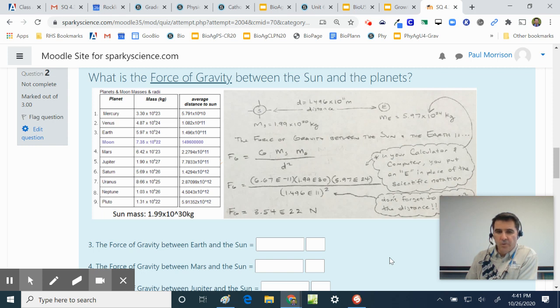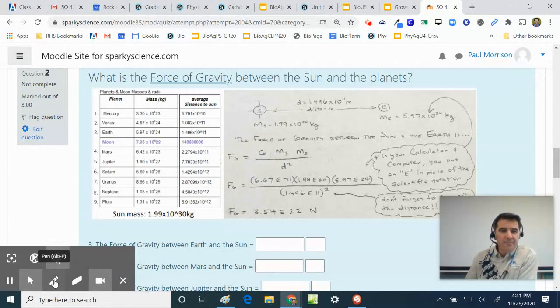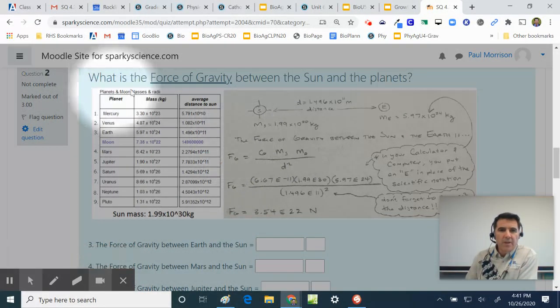So what I'm going to do is take the equation for the force of gravity between the sun and the planets. We're going to go with Mars, and it's going to be the same equation here. I'm going to do the same thing here with Earth.